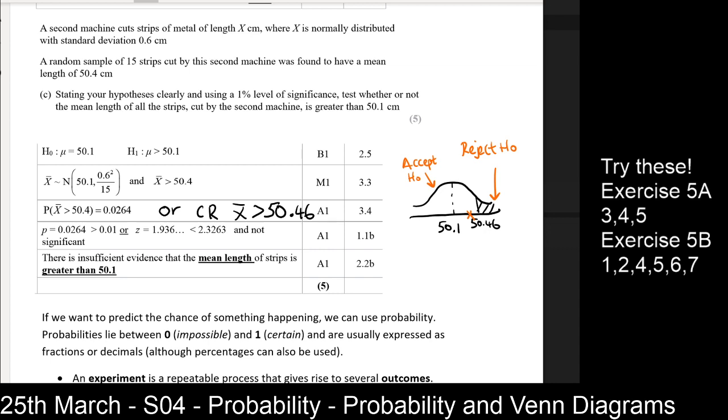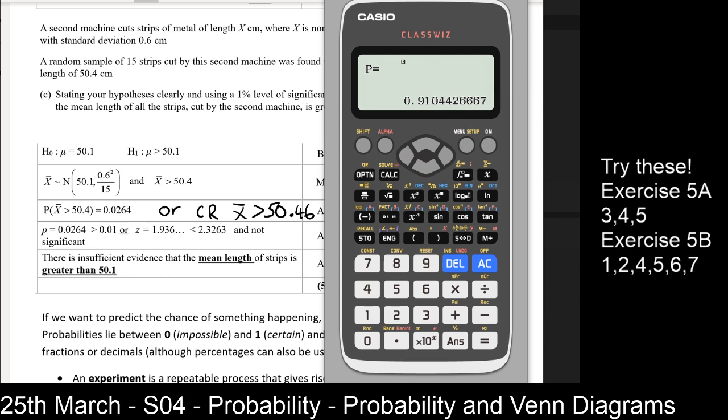Alternatively, what you could do is what we did yesterday, which is find the critical region. If you want to find the critical region, I've done a little sketch here to the right. If we have a 1% level of significance, on our calculator we do inverse normal. We're going to do an area of 1 minus 0.01, so 0.99. We've got a standard deviation of 0.6, and we've got a mean of 50.1.